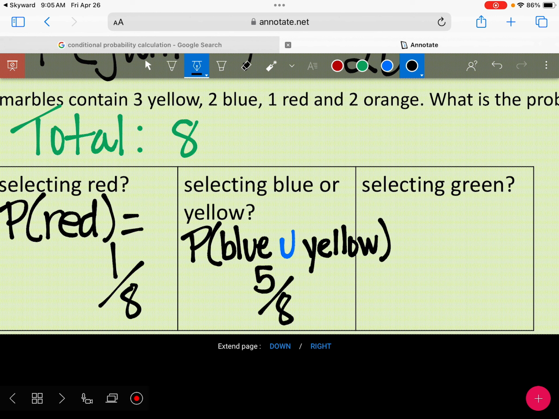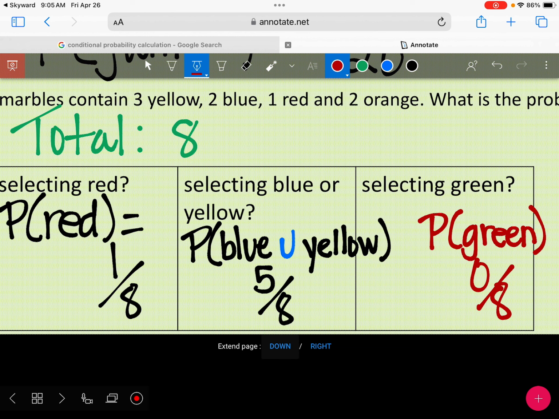So that it would have to be a marble that would be 2-tone, and we don't have any that are 2 colors. So that would be a 0 out of 8. Okay, probability of green. How many are green? 0 out of 8. And that would be your 3 probabilities. Any questions about how we work through our bell work?